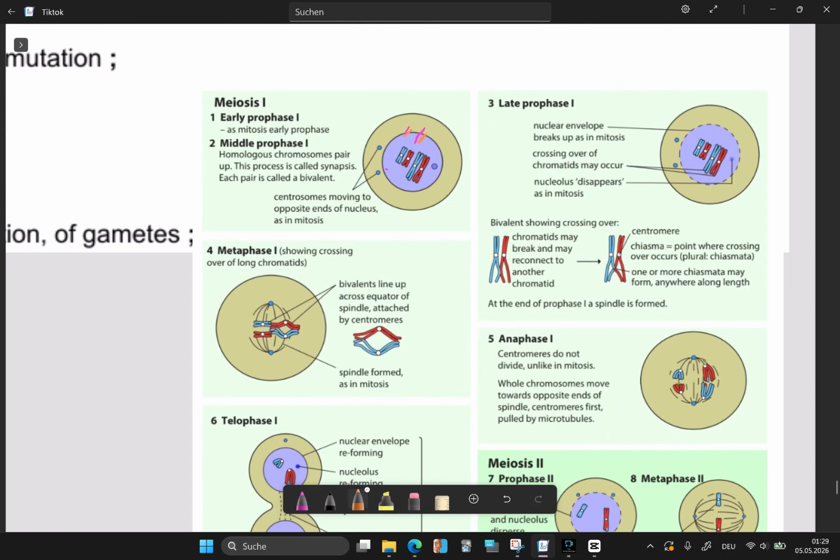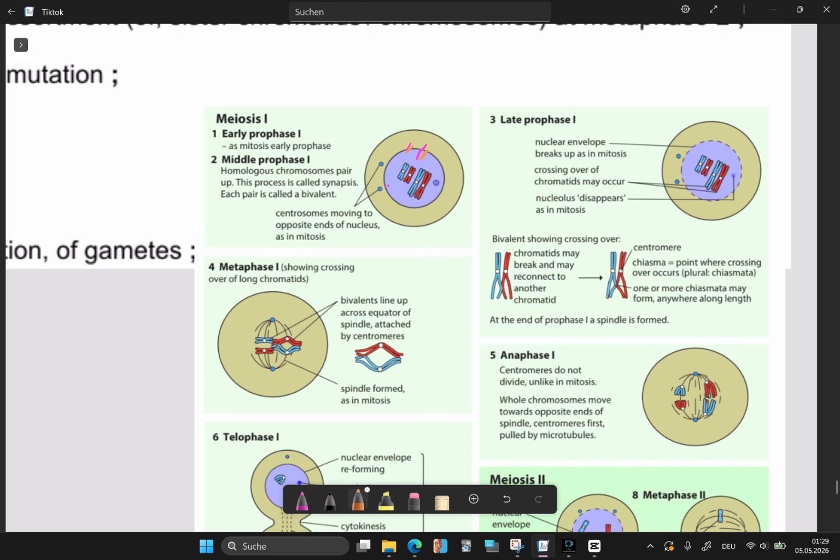So during meiosis 1, firstly, the homologous chromosomes pair up. So now each chromosome is going to be with its homologous pair. Okay, so now they're called a bivalent. This is also called synapsis, the whole pairing up. This happens in early prophase, and then in late prophase, something called crossing over occurs.